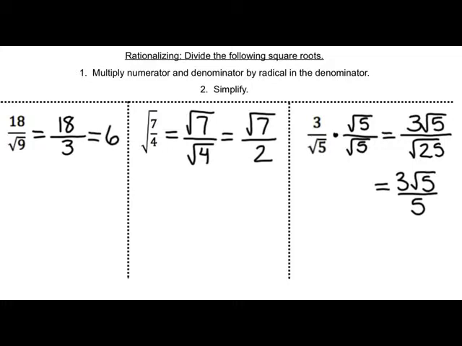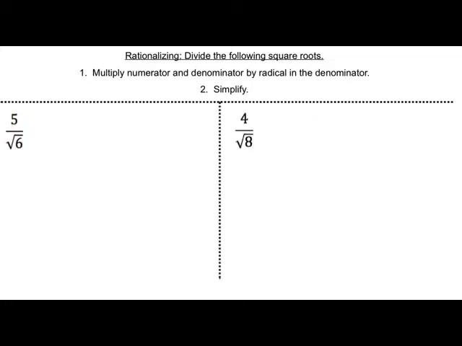Let's try a few trickier ones. Let's do 5 divided by the square root of 6. Step 1 says multiply the top and bottom by the radical in the denominator. So we're going to multiply top and bottom by the square root of 6. Once again, this becomes 5 square roots of 6 on top. But on the bottom we get square root of 36.